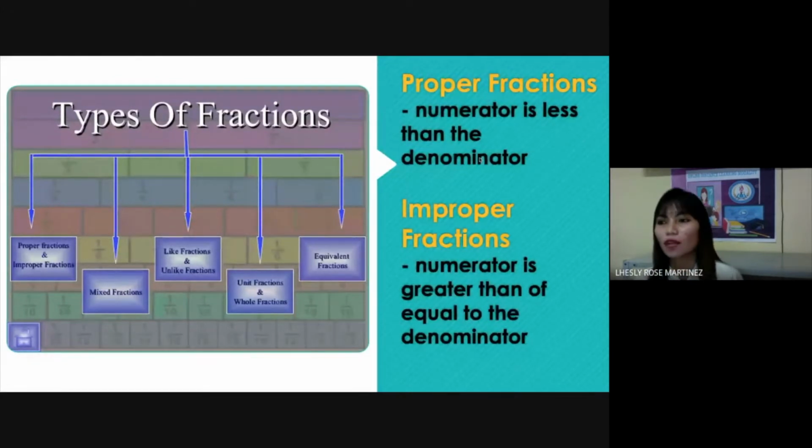Proper fraction: the numerator is less than the denominator. Anyone who can type their answer? Okay, very good. Ren, 1/2 is an example of proper fractions. 2/4, 2/6. Very good.